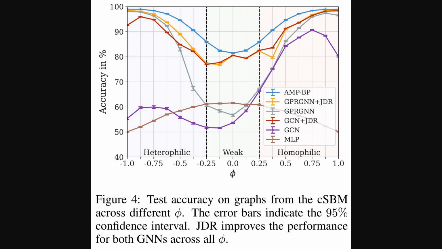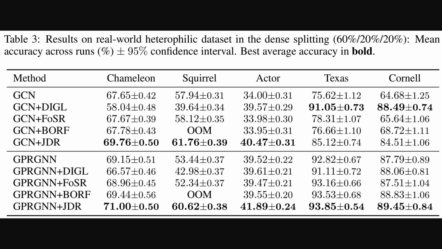Moving to the results, this figure shows test accuracy using synthetic graphs generated by something called the Contextual Stochastic Block Model, or CSBM. The x-axis varies the graph type from heterophilic, meaning nodes tend to connect to dissimilar nodes, to homophilic. You can clearly see that applying JDR, the red and yellow lines, significantly boosts the accuracy for both GCN and GPR-GNN across this entire spectrum, compared to running them without JDR.